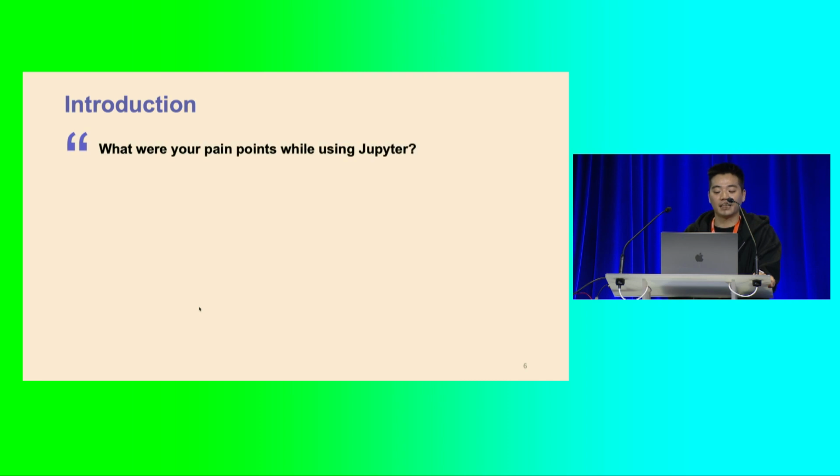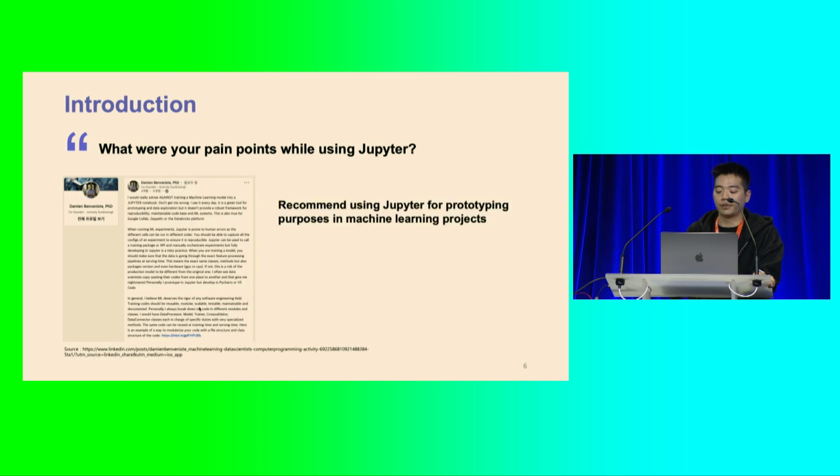I'd like to quote a post by Damian Benveniste, who suggests using Jupyter only for prototyping in machine learning projects. He says that the order of code execution in cells can be confusing, and that Jupyter doesn't provide a robust framework for improving code reusability and manageability. Furthermore, people tend to copy and paste code snippets from one place to another. Yeah, we know it.